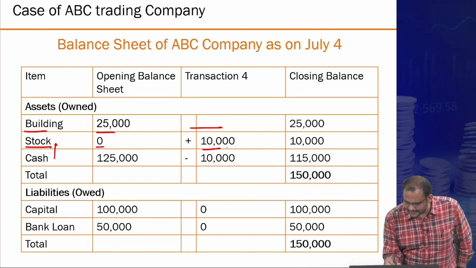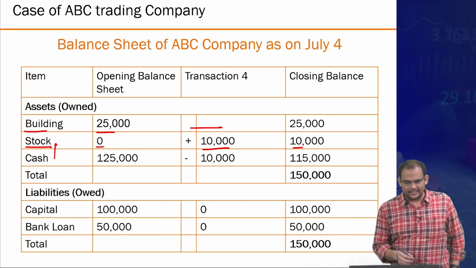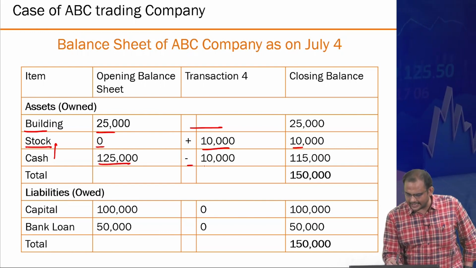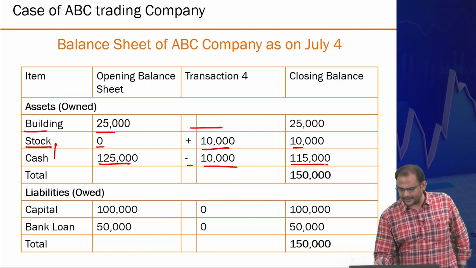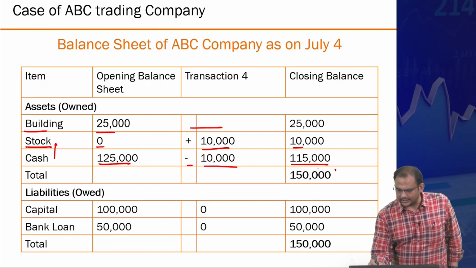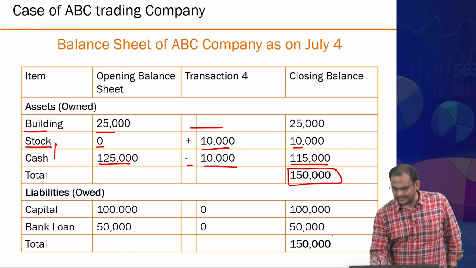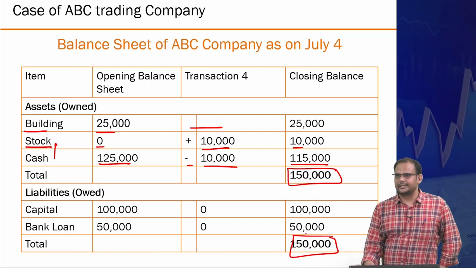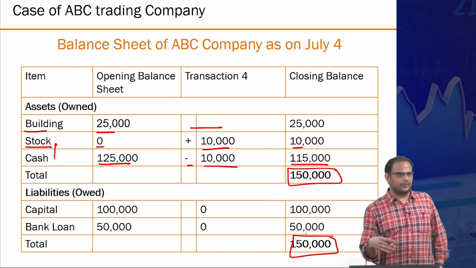Stock increases by 10,000. Cash depletes. Originally it was 125,000. Again a 10,000 decline. It becomes 1,15,000. Total assets still 150. Total liabilities still 150. Right? You need to open a new T account. What is that?